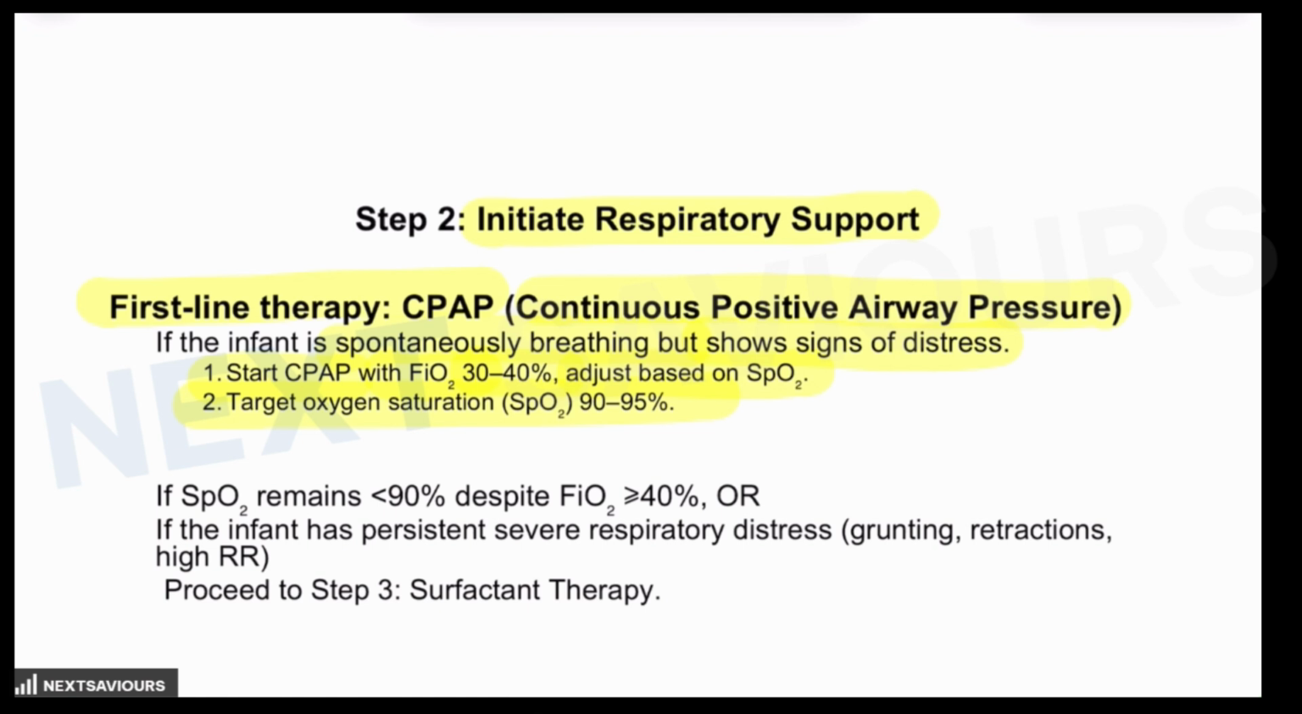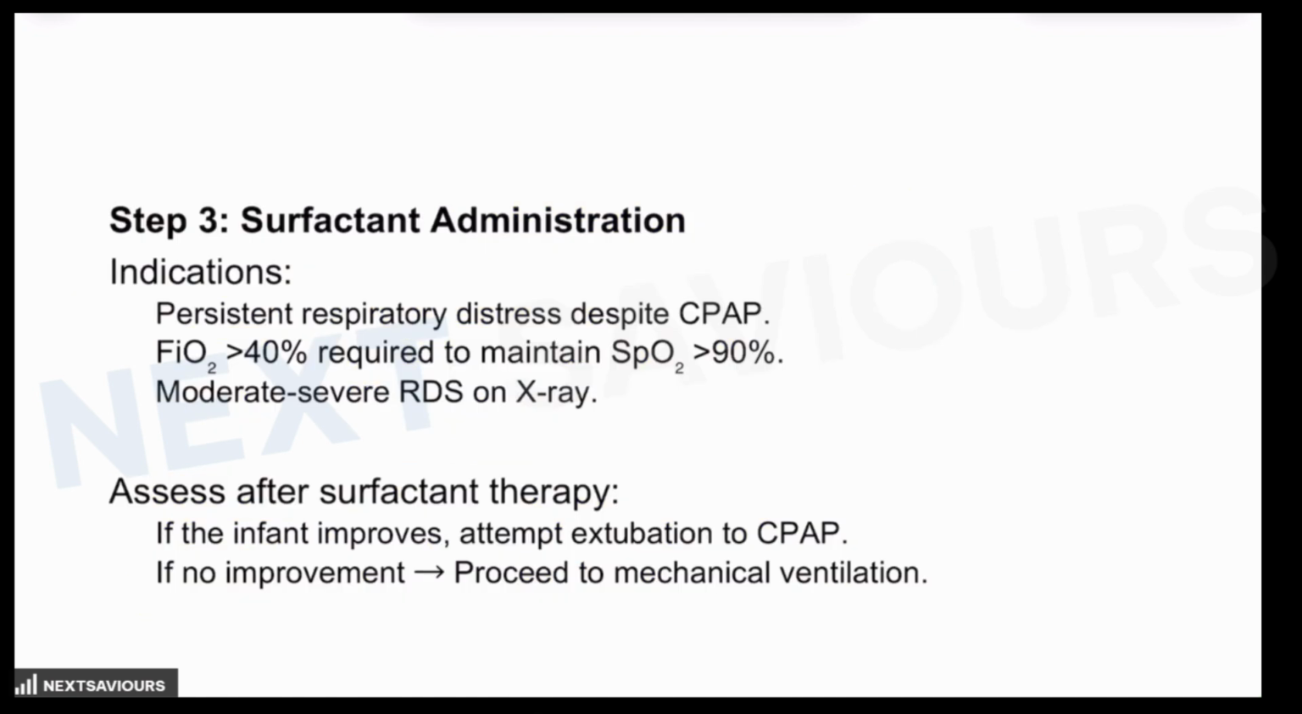But if the SpO2 remains less than 90% despite FiO2 of more than or equal to 40%, or even if the SpO2 comes out to be in between 90 to 95%, but the signs of severe respiratory distress like grunting, retractions, high respiratory rate are still persistent, then in that case you have to proceed to step 3, that is surfactant therapy. What are the indications for administration of the surfactant? As we have just talked about, persistent respiratory distress despite CPAP, FiO2 of more than 40% required to maintain the SpO2 of more than 90%, and moderate to severe features of RDS on the X-rays.